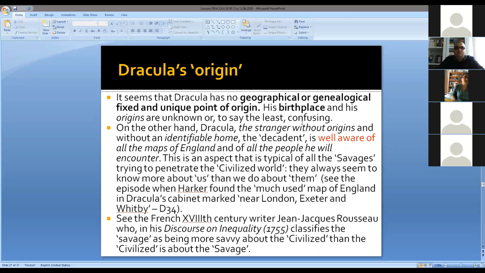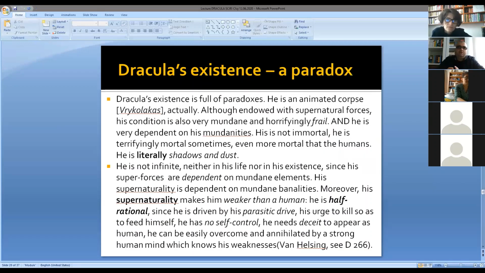This is an aspect that is typical to all the savages trying to penetrate the civilized world. They always seem to know more about us than we know about them. See the episode when Harker found the much used map of England in Dracula's cabinet marked near London, Exeter, and Woodbury. This is the idea of the savage being more savvy than the civilized. This is the idea which also is to be found in Rousseau, for example, the 18th century French writer Rousseau, who in his discourse on inequality classifies the savage as being more savvy about the civilized than the civilized is about the savage. So in the end, Dracula's existence is a paradox, is full of paradoxes.